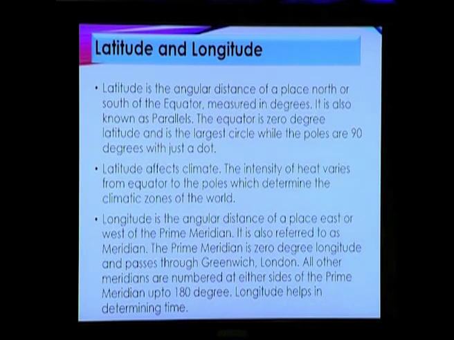Longitude is the angular distance of a place east or west of the prime meridian. Prime meridian is the main longitude which runs through Greenwich at London. It is also referred to as meridian. The prime meridian is 0 degree longitude and passes through Greenwich, London. All other meridians are numbered at either side of the prime meridian up to 180 degrees. Longitude helps in determining time. So longitude helps us to find time. And when we have a grid, which is formed by latitude and longitude, it helps us to find the exact location of a place and time of a place.